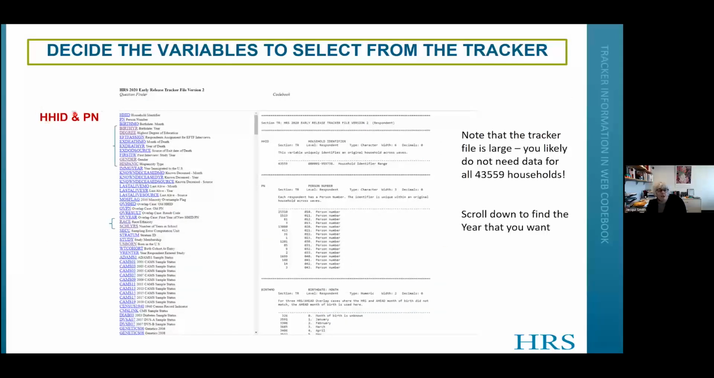Okay, HHID PN. Remember, it's always at the top of every file, and this is an early release. We put out an early file, and then the HRS staff check for anything, and it might take them a year to check it, and then they put out a so-called late file. But you can just go ahead and use the early file. There's usually not very many changes. And here you can see 43,559 households. So this file will have information or missing information for that number of households.